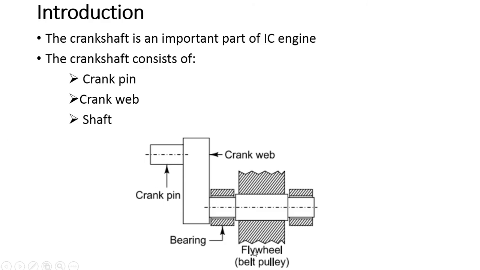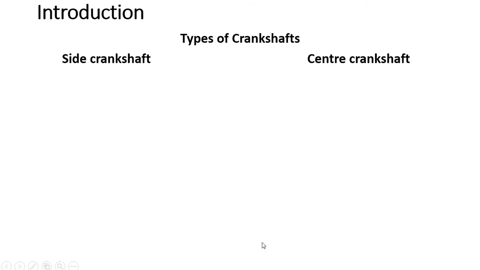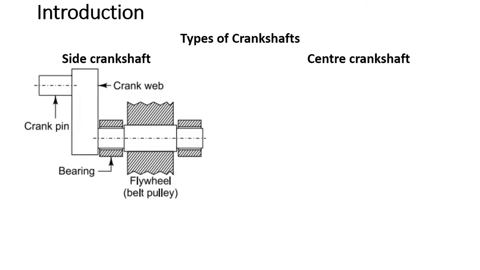Basically we have two different types of crankshaft. This is one type, a side crankshaft. We have a center crankshaft. So we have two types of crankshafts: one is a side crankshaft and one is a center crankshaft. The side crankshaft is also an overhung crankshaft, because we can see that we have two bearings in this case. So that supports the complete system, and this part is the overhang part of the supported end.